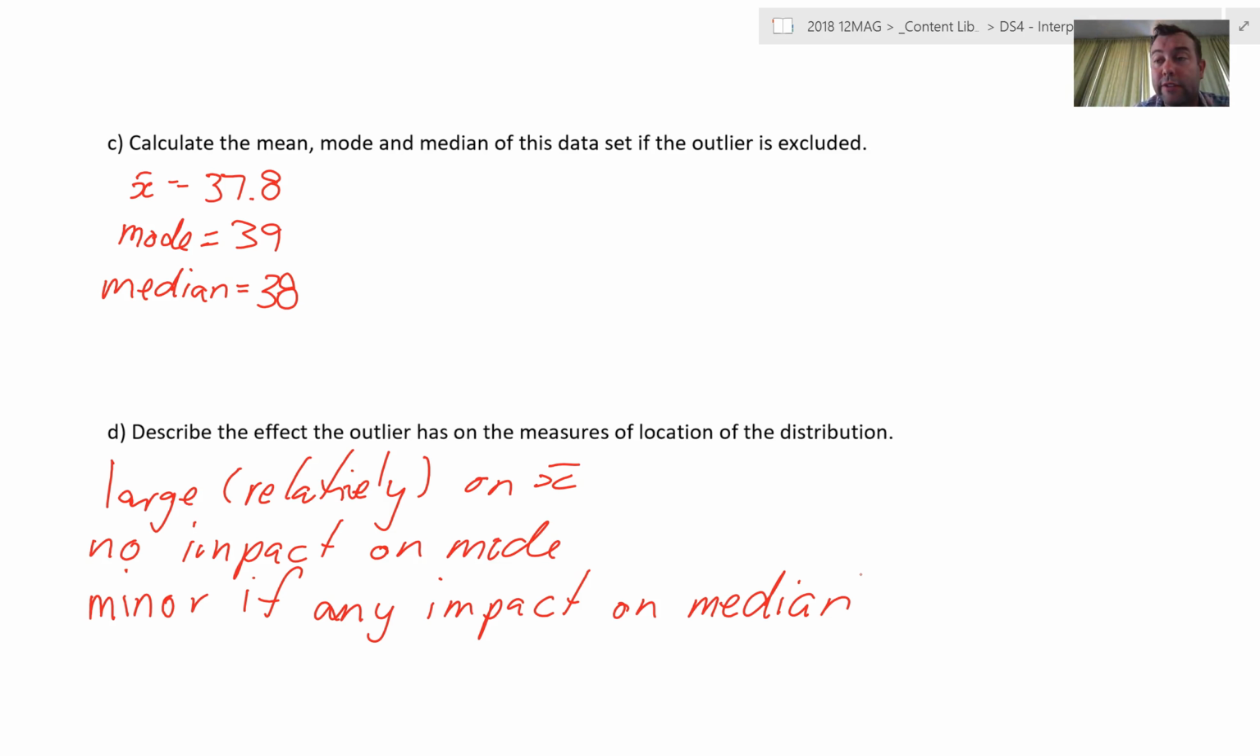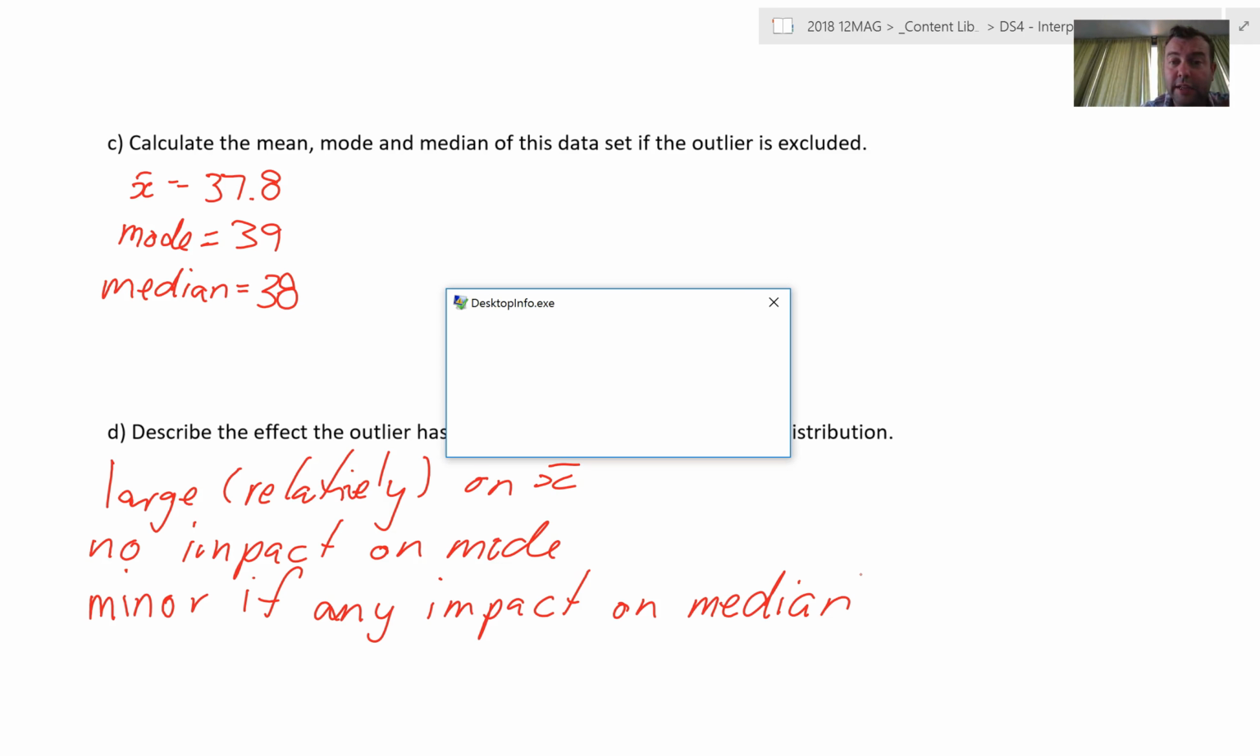But if you've got a cluster of data in the middle, if your mode is close to the center, and it's generally normally distributed, which is quite common, then probably the median won't change, or if it does, only a tiny bit. Anyhow, that is outliers and their impact. 1.5 times the interquartile range above and below Q1 and Q3.